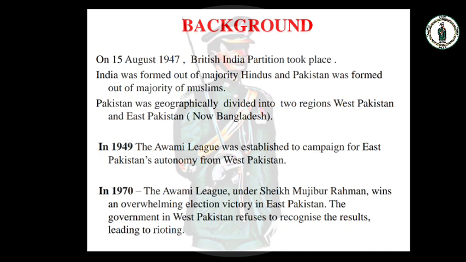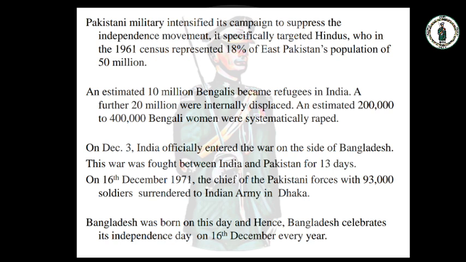Now in 1949, the Awami League was formed with the aim of getting autonomy from Western Pakistan. Then following the years of struggle, finally in 1970, Awami League under the premiership of Sheikh Mujibur Rahman wins an election victory, but that was not recognized by the government in West Pakistan, and that led to major riots. Following this, the Pakistan military started launching campaigns to suppress the independence movement, where it mainly targeted Hindus, who at that time consisted of 18% of East Pakistan's population.